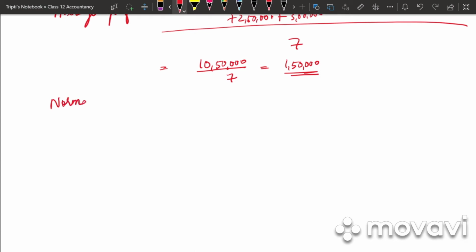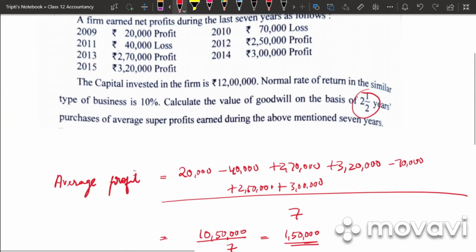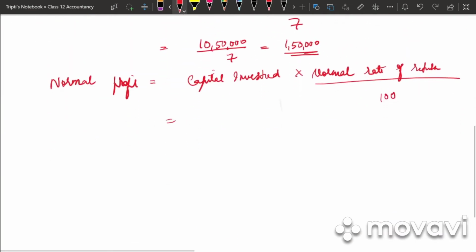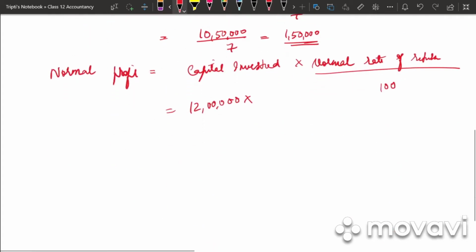After that, we need to find out the normal profit. What is the formula for normal profit? Capital invested into normal rate of return divided by 100. So what is the capital invested? It is 12 lakh. So 12 lakh into, what is the normal rate of return? 10%. 10 by 100. So we get 1,20,000.